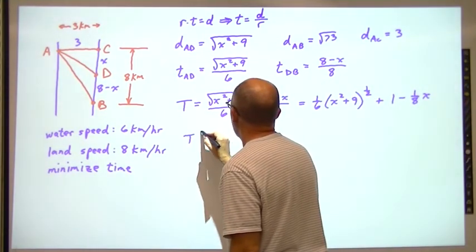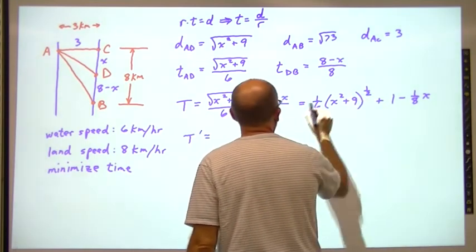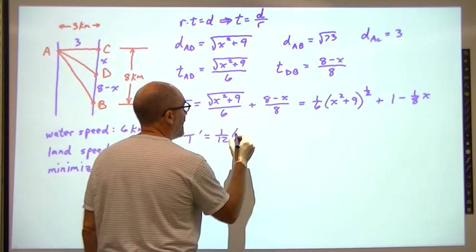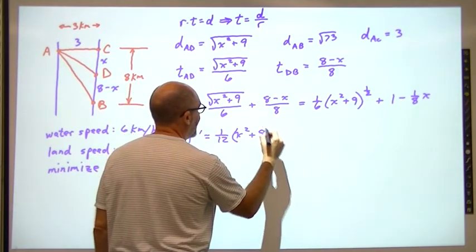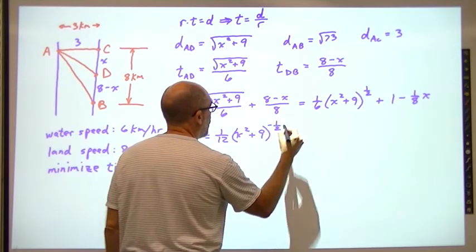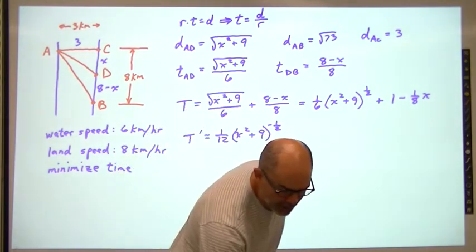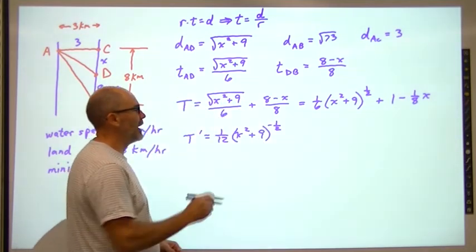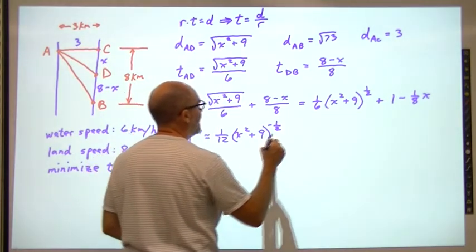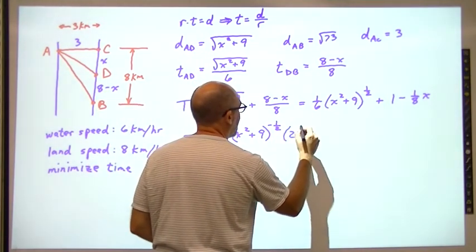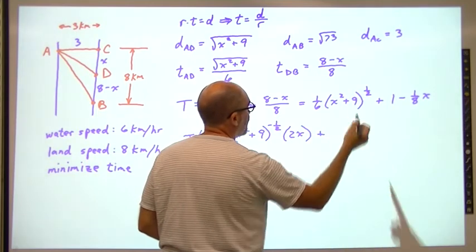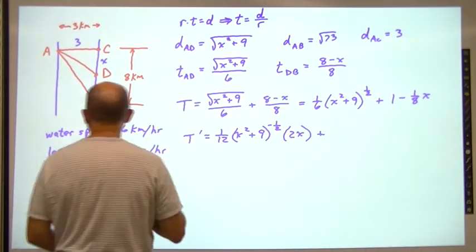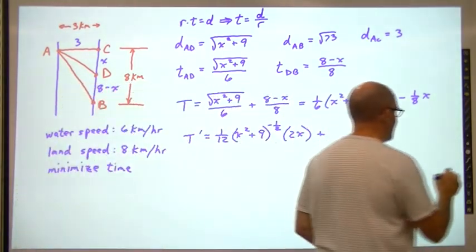So t prime is going to equal 1/2 times 1/6, which is 1/12, times x squared plus 9 to the negative 1/2. And then don't forget we've got the chain rule. So the derivative of the inside is 2x. Now, the derivative of 1 is 0. The derivative of the minus 1/8 x is just minus 1/8.